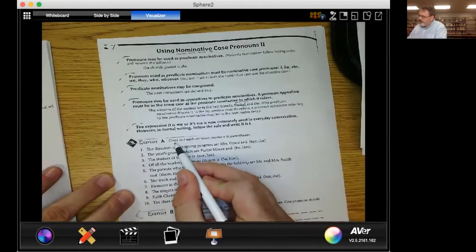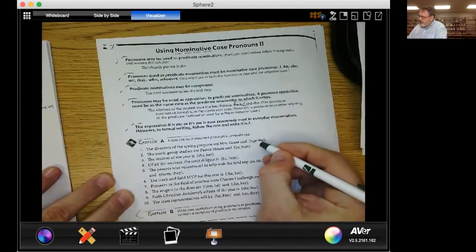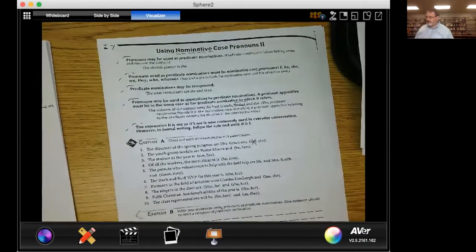The directions say cross out each incorrect pronoun, so we're going to cross out her. All right, so that's that one. Hopefully that makes sense. Now, let's look at the next one.